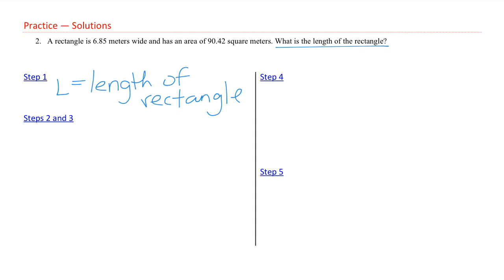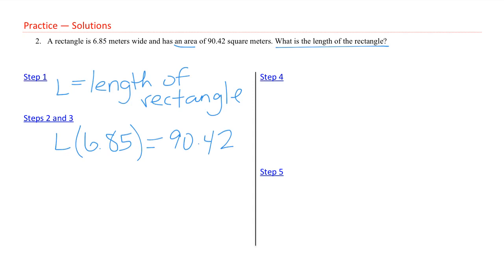In order to write an equation for this problem, you have to know that area for a rectangle is found by multiplying the length times the width. So when it says the area is 90.42, that means the length times the width is 90.42. Now in order to write length times width equals 90.42, I'll use my variable for length. I'll use 6.85 for the width, and of course that's equal to 90.42.